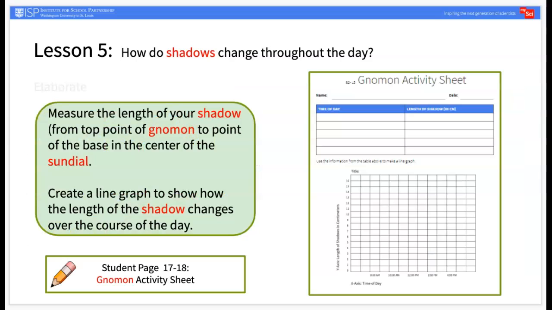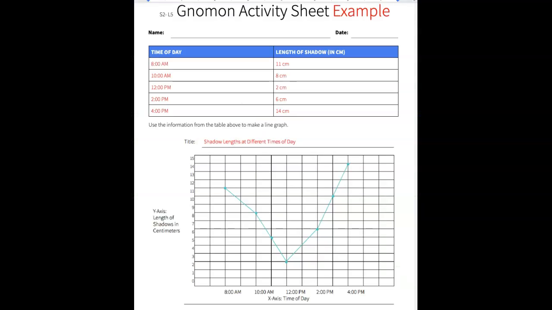In the Elaborate portion of this lesson, students will measure the shadows created using their sundials. They will record the time of day and their shadow length in the data table on the gnomon activity sheet in their student journals. From this data, students can develop a line graph that models how the length of the shadow changes throughout the course of the day.